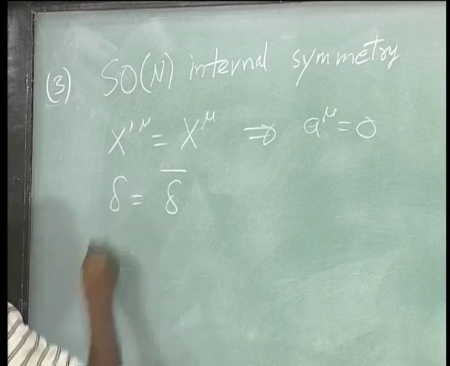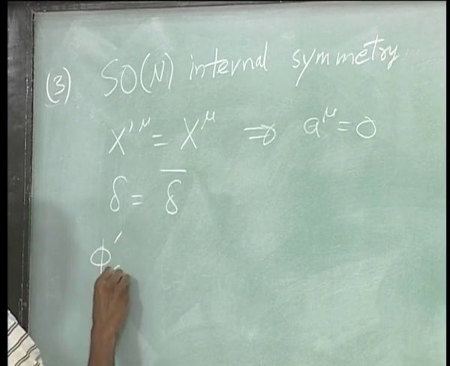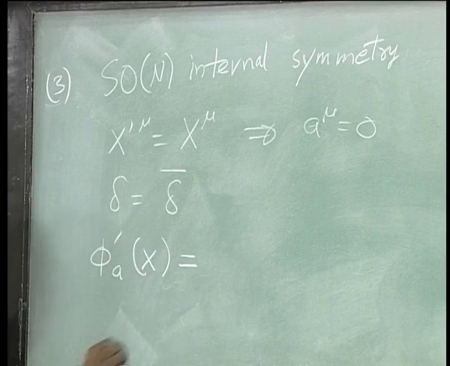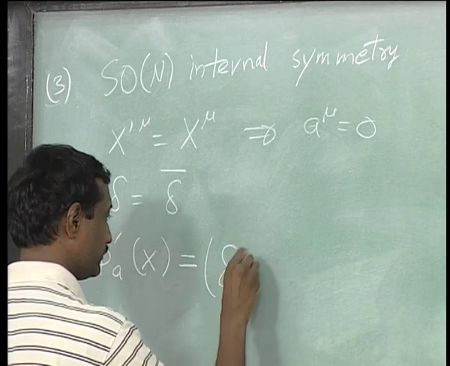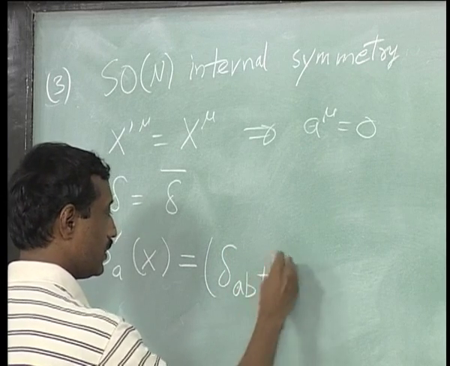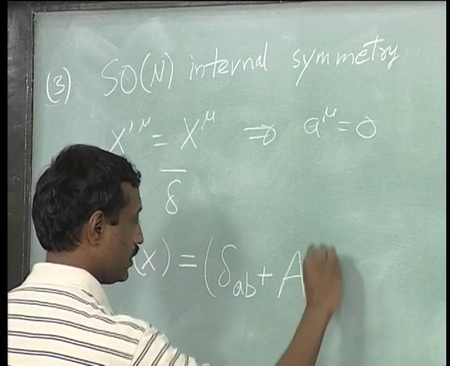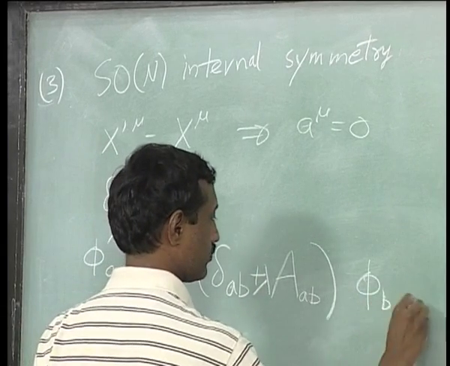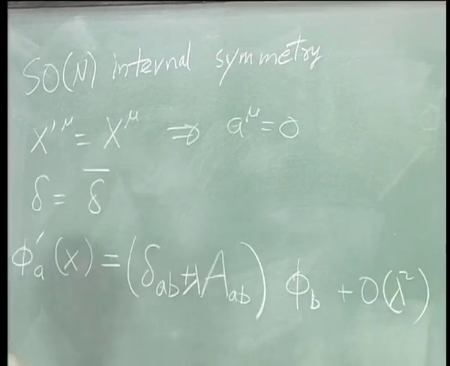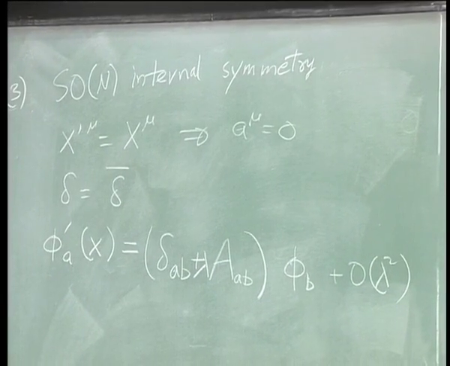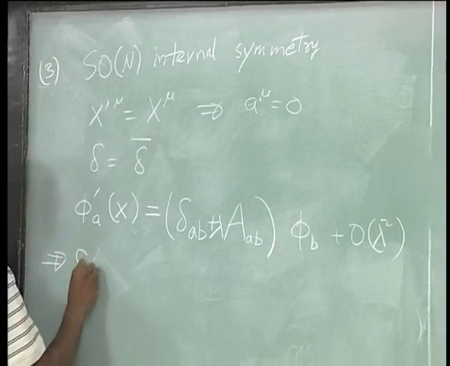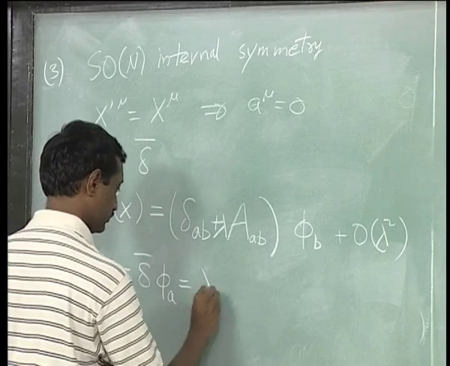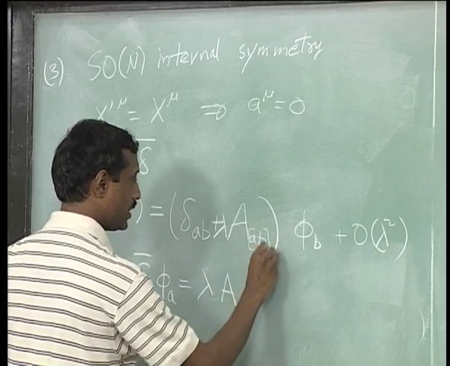Okay. So, phi prime a of x will be equal to some rotation matrix which I will write as delta a b plus some antisymmetric matrix a b times phi b. This is what we will get. So, this implies that delta of phi a equals delta bar of phi a equals this, and remember this is again antisymmetric.